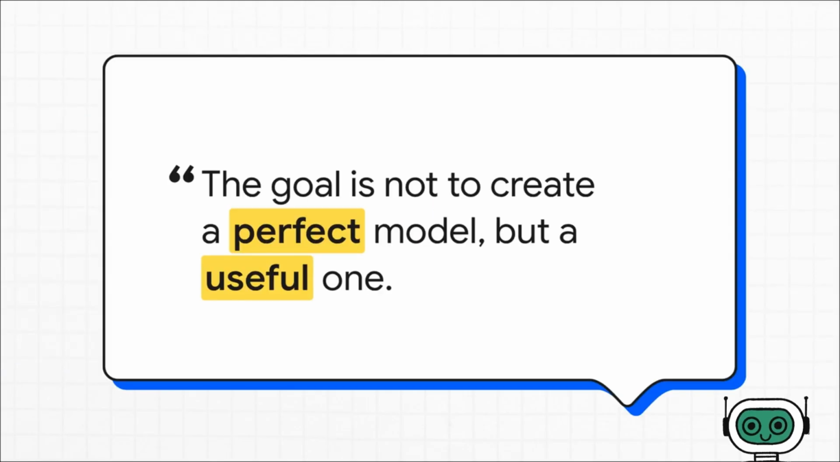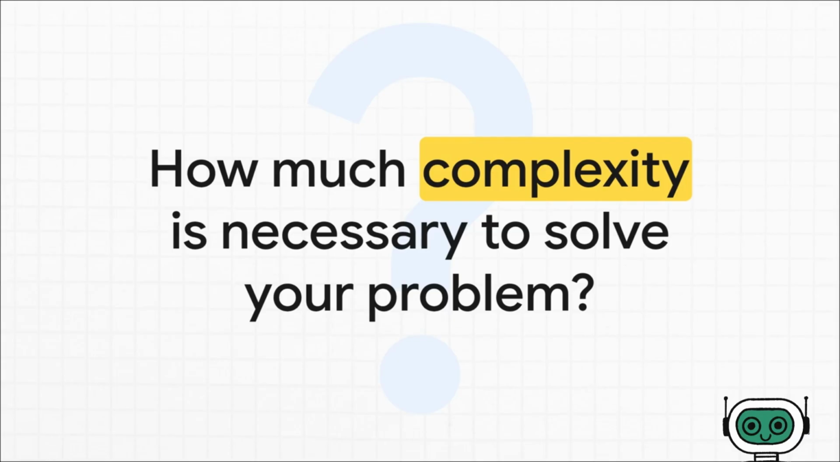Ultimately, this all comes back to a core philosophy of machine learning. The goal is not to create a perfect model with 100% accuracy on the training set, but to create a useful one that actually generalizes to the real world. So your key takeaway is this: always be skeptical of a model that looks perfect in training. The essential question isn't how high can I get my score, but how much complexity is truly necessary to solve this problem. That is the path to building a robust model.